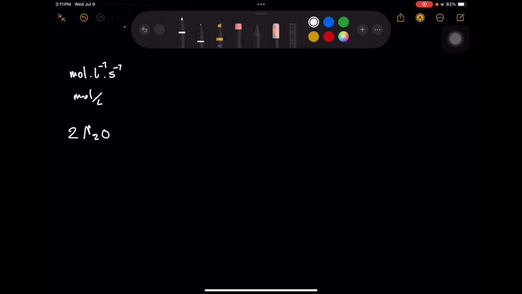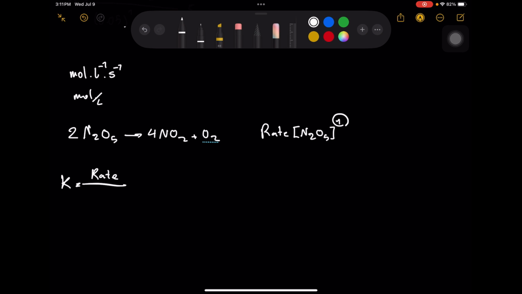For N2O5 produces 4NO2 plus O2. Well, I don't have the numbers now, but if you calculate the rate of N2O5, it's a first order. So this one is first order. And to find the rate constant for it, you just have to divide the rate by the N2O5, and you will get the value of per seconds. So the unit for the first order is this.